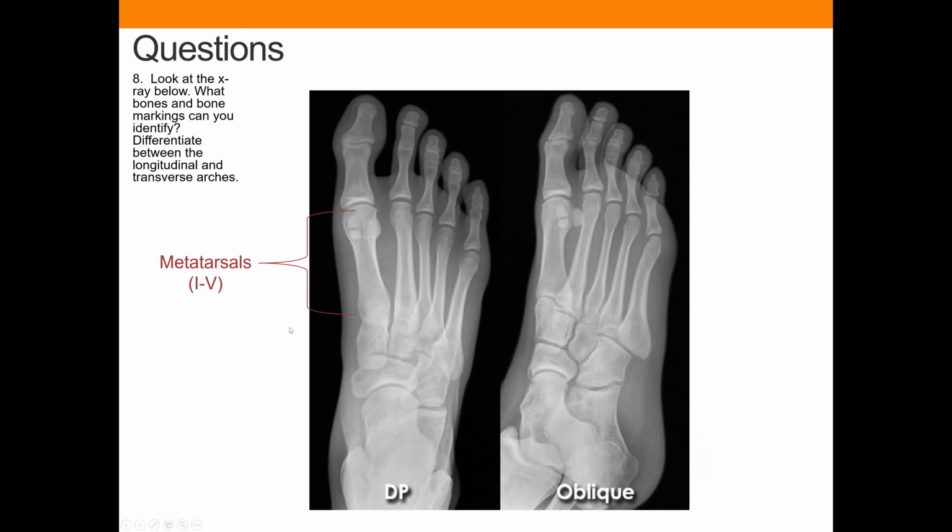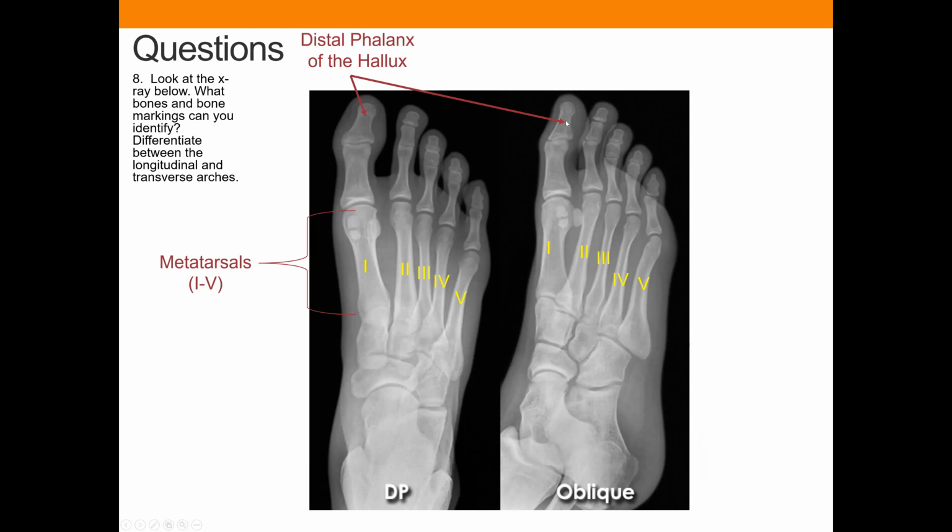We can also see the metatarsals, which make up the sole of the foot. These are also numbered 1 through 5 using Roman numerals, but this time we're going to start on the medial side, or the same side as the big toe. So this would be metatarsal 1, metatarsal 2, metatarsal 3, metatarsal 4, and metatarsal 5.